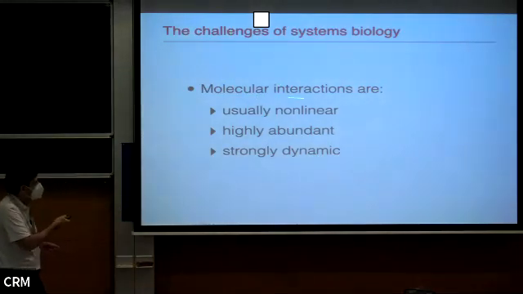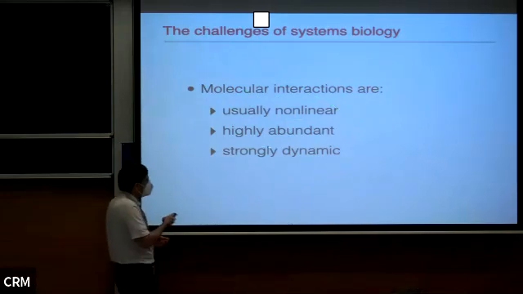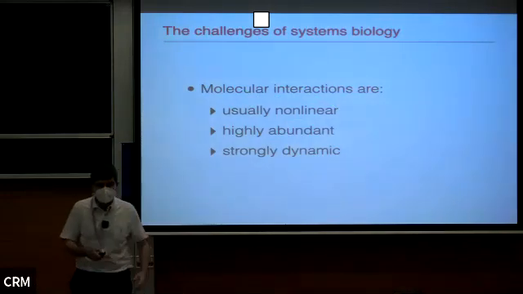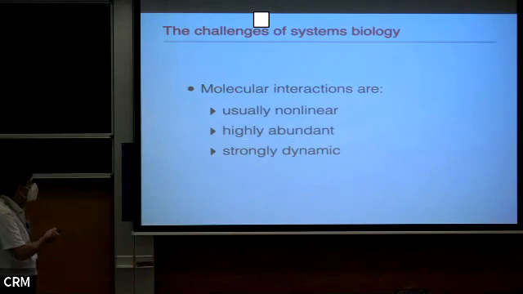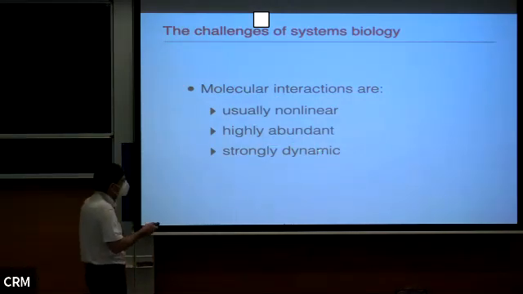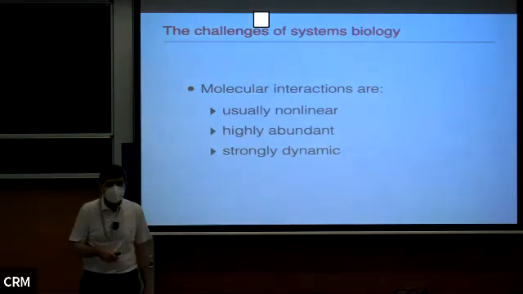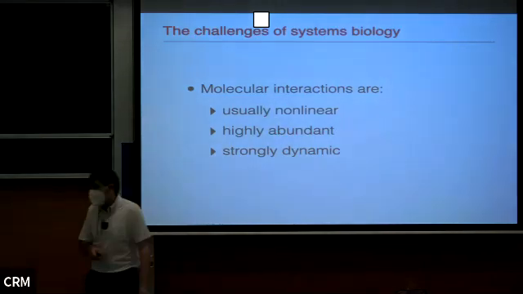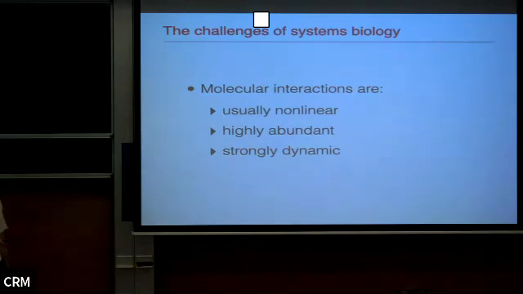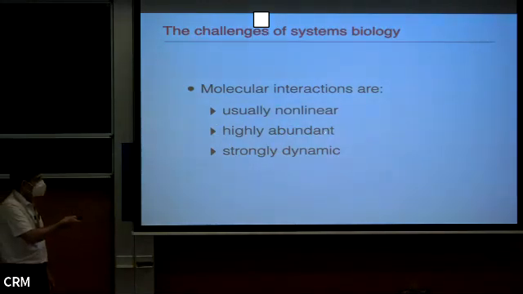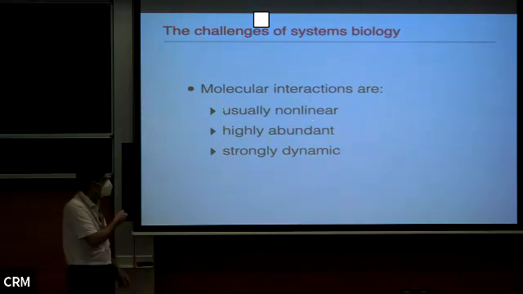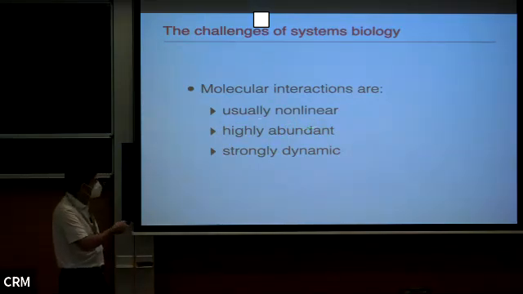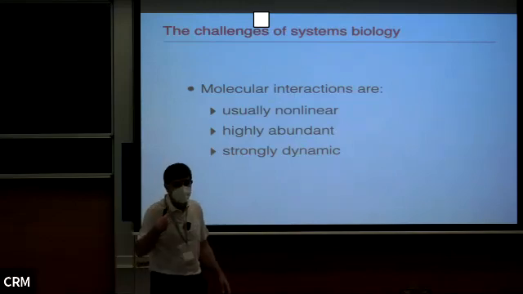And what I was saying is that molecular interactions are usually nonlinear, are highly abundant. There are many of them, many degrees of freedom, and also important for us is that they're strongly dynamic. So I think we are here because especially of challenges 1 and 3. And I would like to talk now a little bit about challenge number 2, going back to it. But as I say, challenges 1 and 3 is what brings us together, in my opinion.